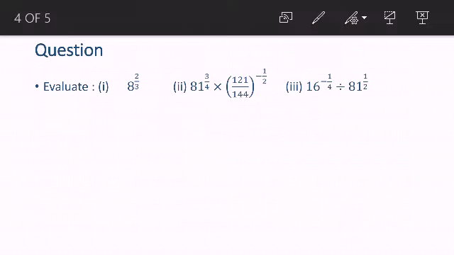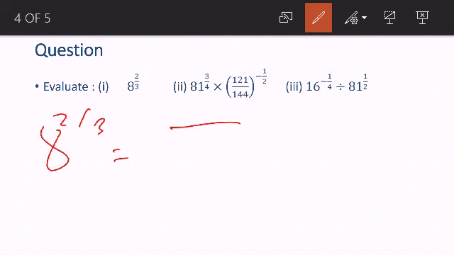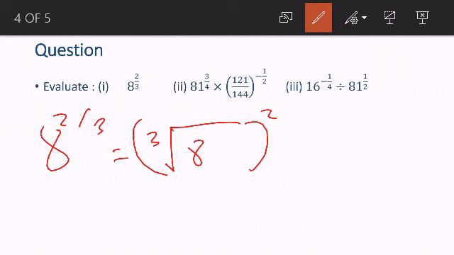So we see some questions here based on some of the laws that we've seen, and we can provide solutions to them. The first one is 8 raised to the power 2 over 3. According to fractional index law, 8 raised to the power 2 over 3 will be the cube root of 8 all raised to the power 2. The cube root of 8 is 2, raised to the power 2, and that gives us 4.